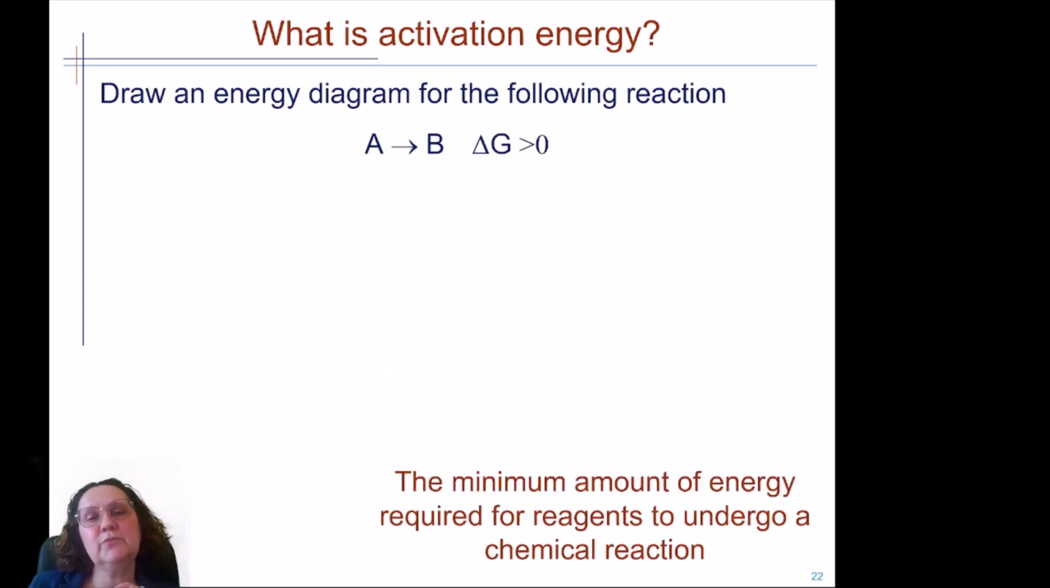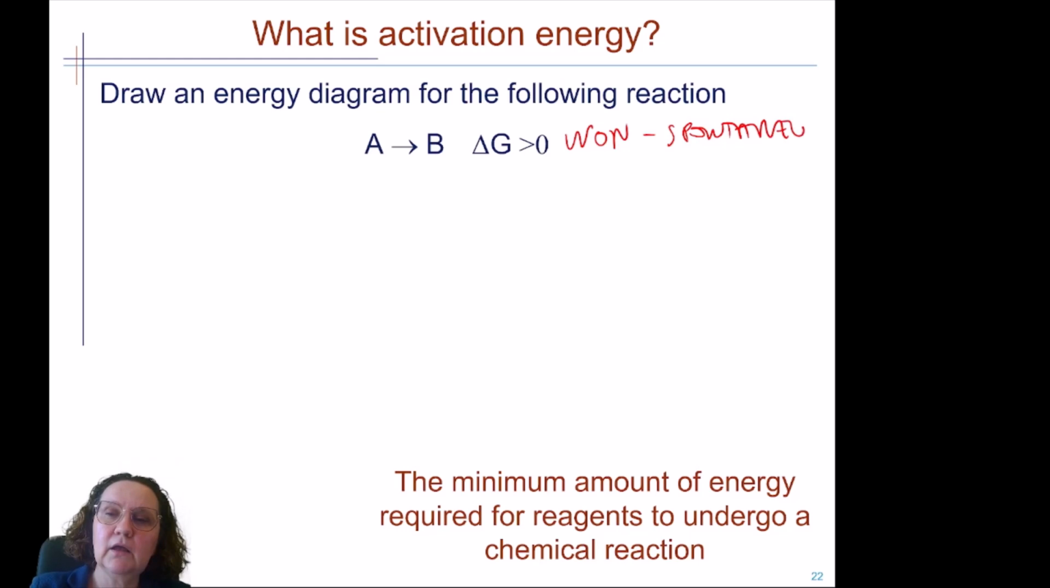In a similar way as the previous slide, I'm going to ask you now to draw another energy diagram for this reaction. And in this case, this reaction has a delta G, change in Gibbs free energy, that is positive. That means that the reaction is non-spontaneous. Doesn't mean that it's not going to happen. It means that it's not going to happen spontaneously. If you want it to happen, you have to do something about it.